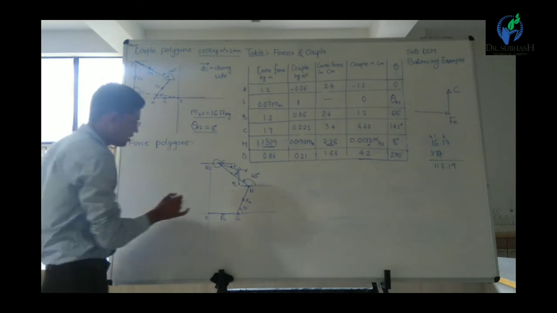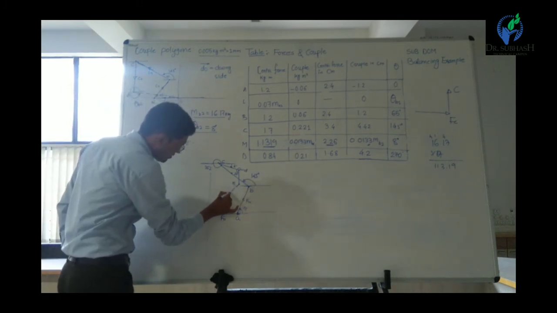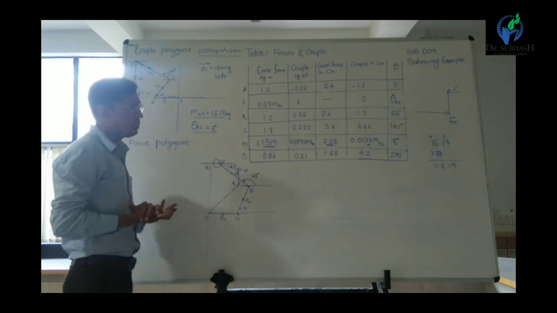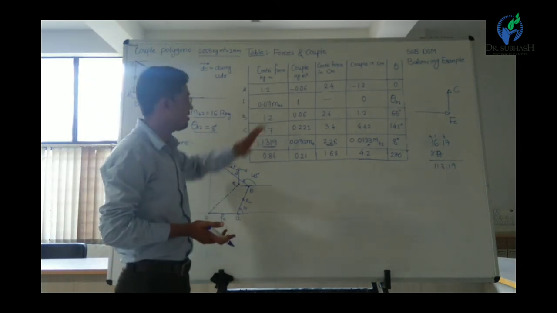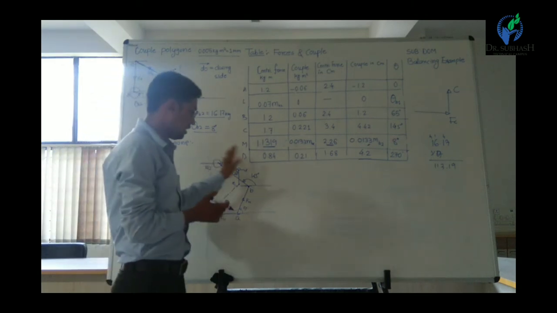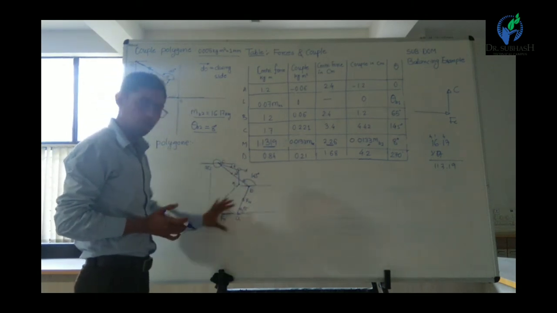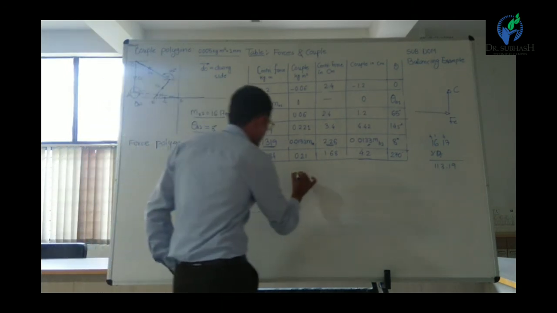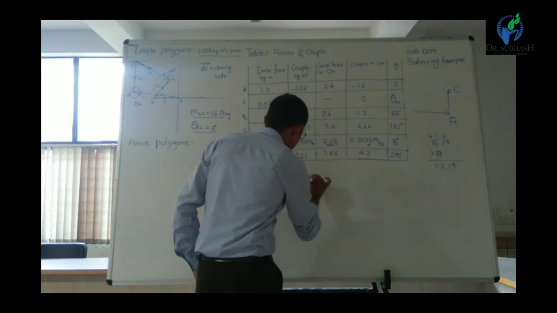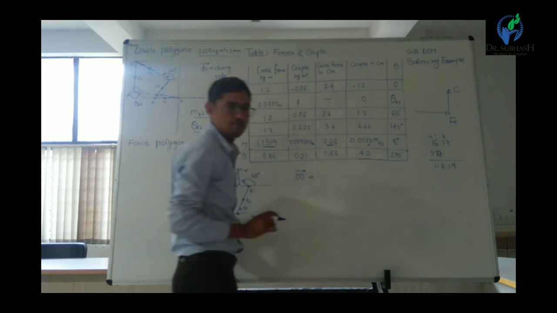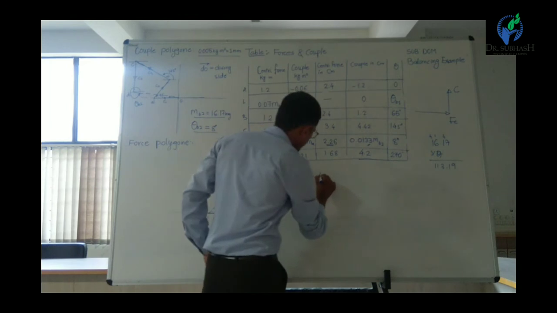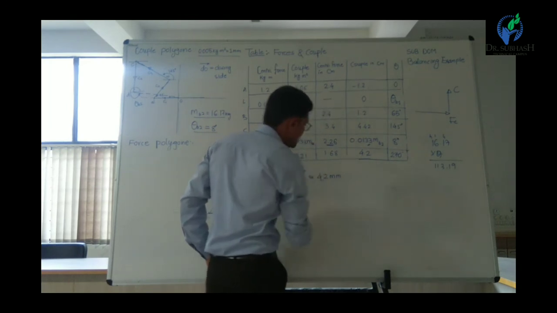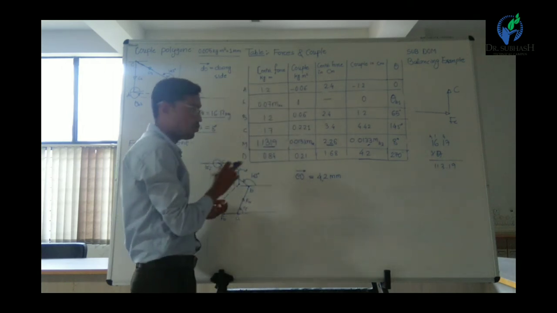So we close the polygon by joining the line EO. So EO represents 0.07 MB1, because now our polygon is closed, so we can say that our system is dynamically balanced. So here we measure the EO line. If we measure the EO line, then we get 42 mm, or we can say 4.2 cm.